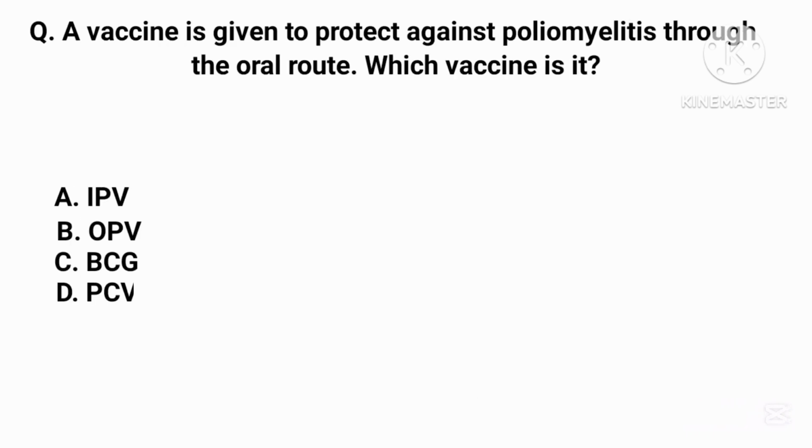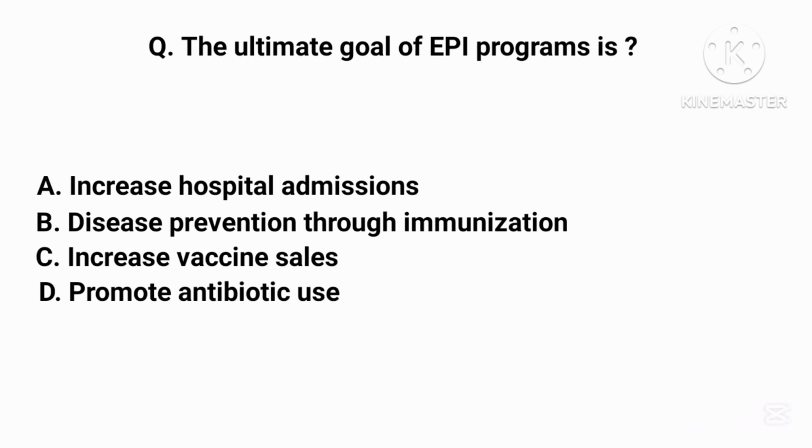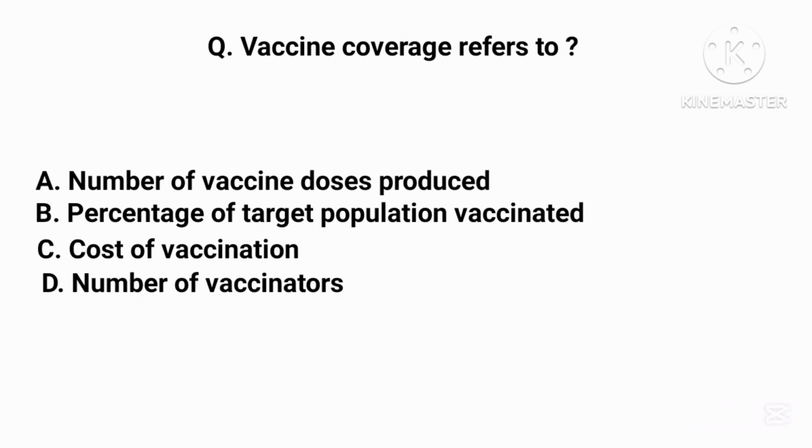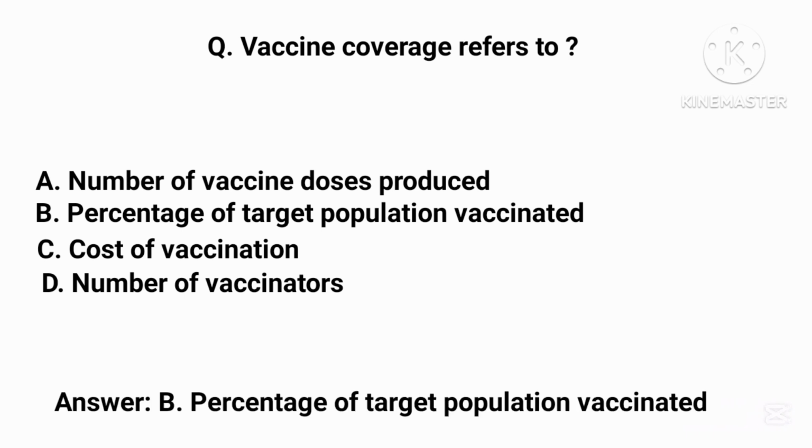A vaccine is given to protect against poliomyelitis through the oral route. Which vaccine is it? Correct answer is option B, OPV. The ultimate goal of EPI programs is. Correct answer is option B, disease prevention through immunization. Vaccine coverage refers to. Correct answer is option B, percentage of target population vaccinated.